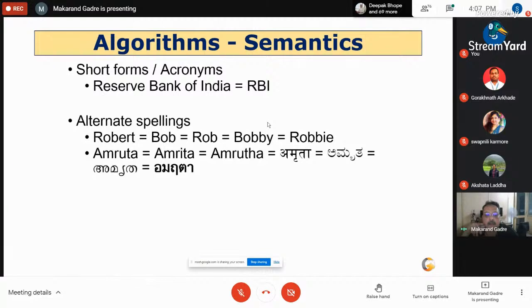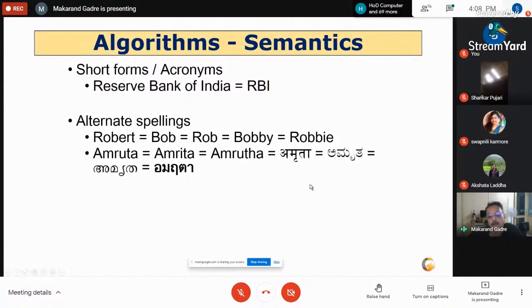Alternate spelling. In the American world, Robert, Bob, Robbie are all the same person. The short forms of the same person. Now this is my daughter's name in various ways written in India. Last one is Thai, by the way. Anybody read Telugu or Malayalam here? Because this is Malayalam. I just took it from one of the, I just said Amruta and show me in Malayalam. I copy pasted. I cannot read this myself.